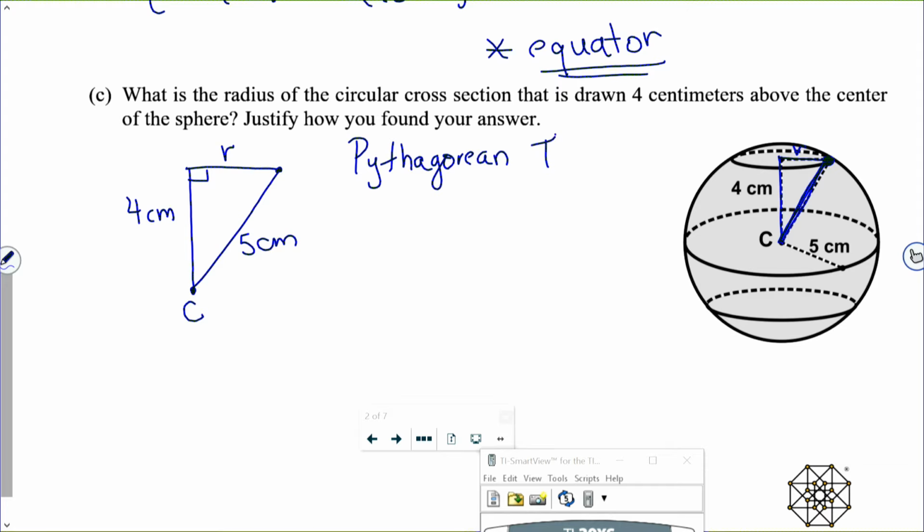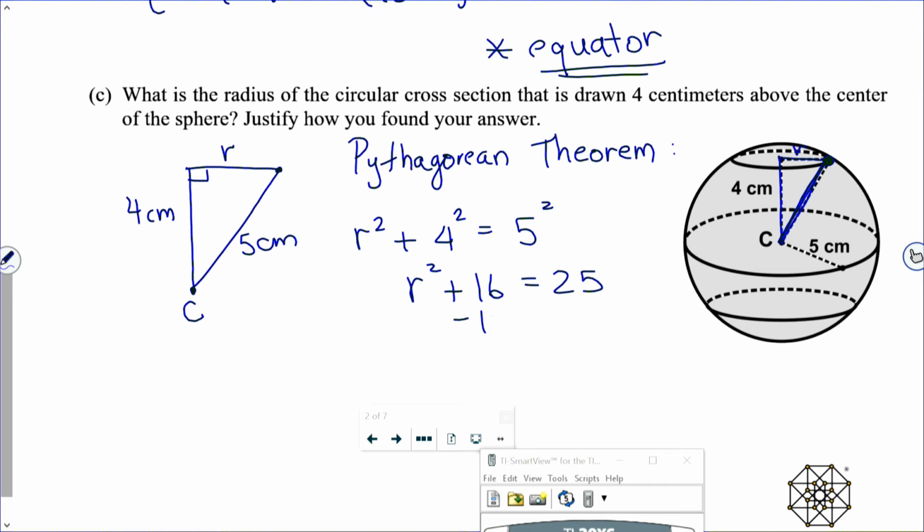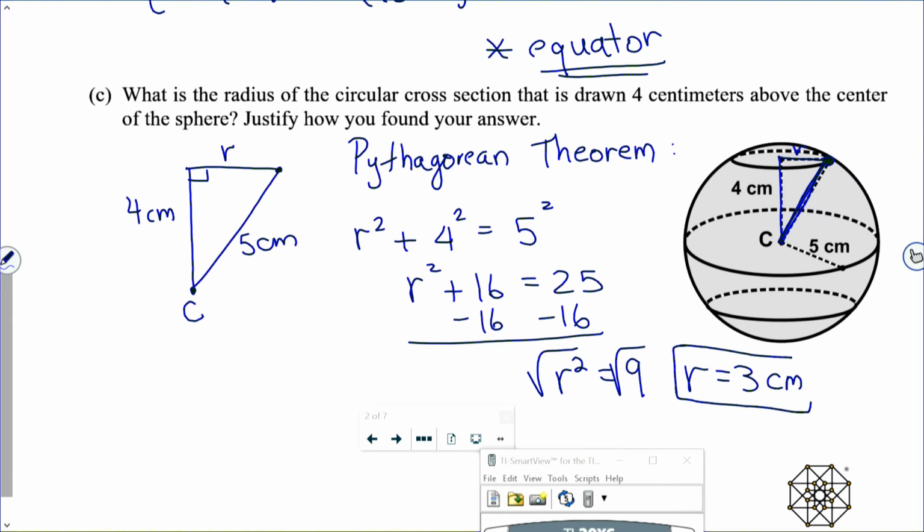The Pythagorean theorem to find that missing side. In fact, that missing side is a leg, so it's sort of my a squared, if you want. R squared plus 4 squared is equal to 5 squared. You probably already know by this point what R is, but R squared plus 16 equals 25. Subtract 16 from both sides. R squared is equal to 9. Take the square root, and R is 3 centimeters.